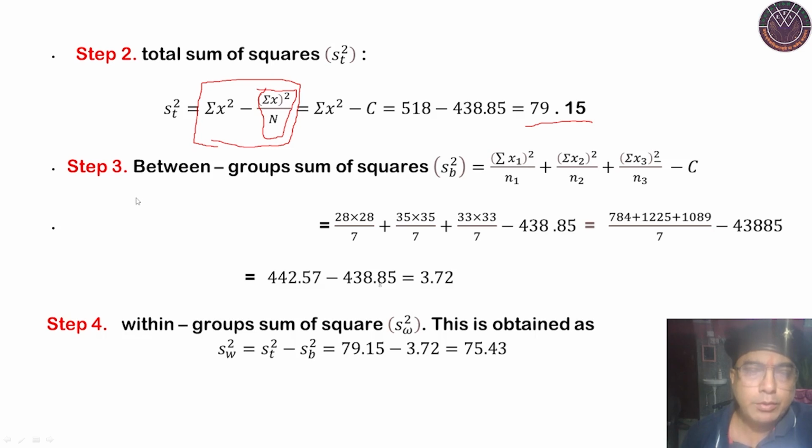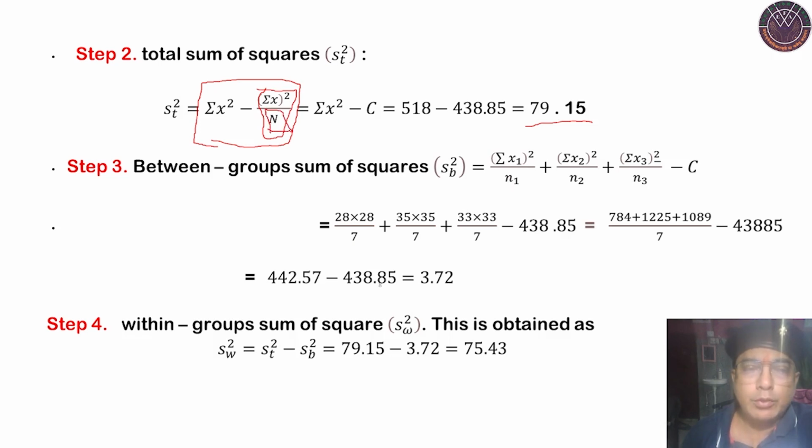Now in step 3, you will calculate the between group sum of square. It is also called the among group sum of square. In each and every group, you take the summation of x1 square divided by n1, summation of x2 square divided by n2, and x3 square similarly. The sum of x1, we already saw, was 28. So 28 into 28 divided by 7. This is small n.